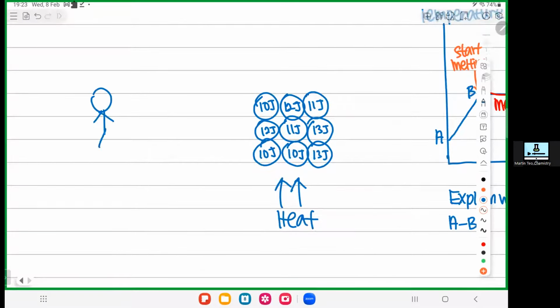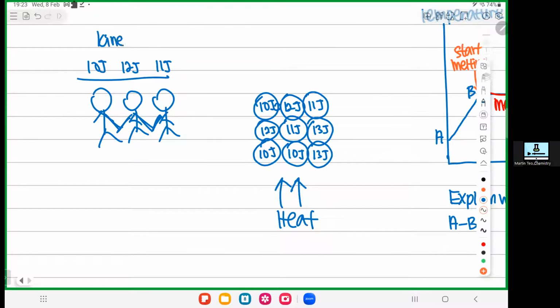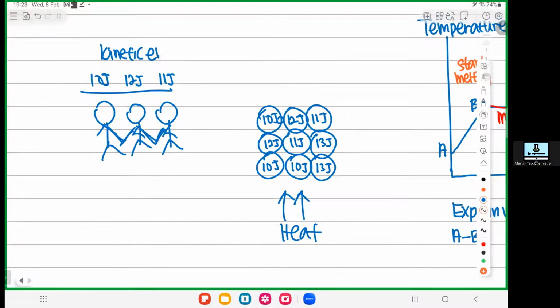This is a human. This is a human. This is a human. Solid sticking together, so they are holding their hands. Every human has energy. Let's say this is me, I have 10 joule. This is you, you have 12 joule. This is another person, 11 joule. So we are solid, we hold our hands sticking together, and we have energy. This energy is called kinetic energy. In chemistry, all the energy that we have is called kinetic energy. So when you heat a substance, the energy will go in.